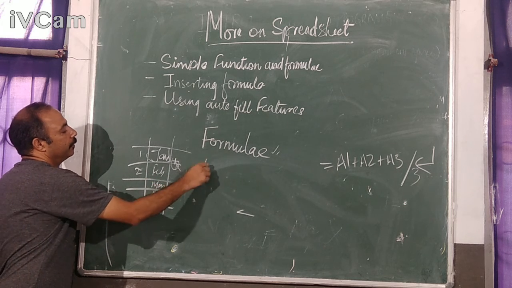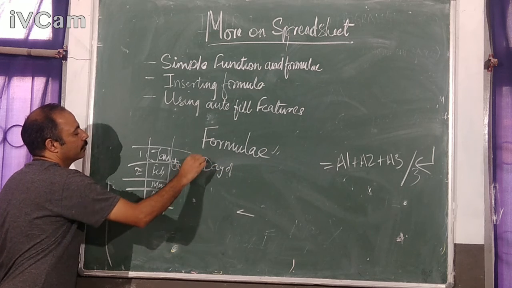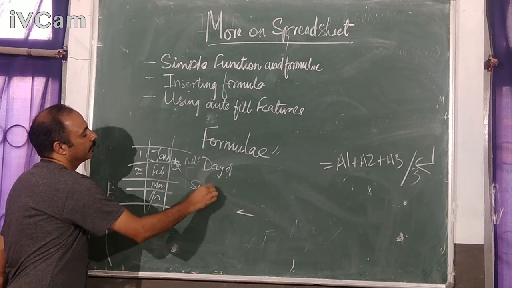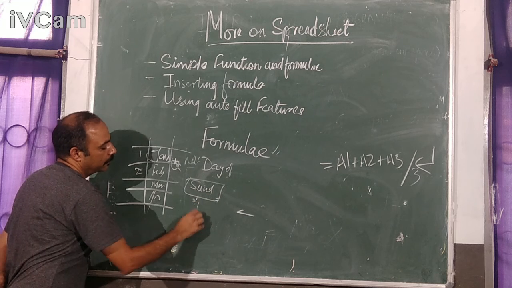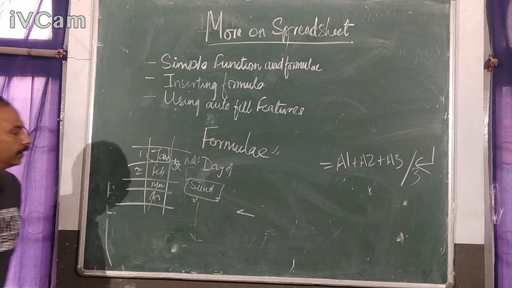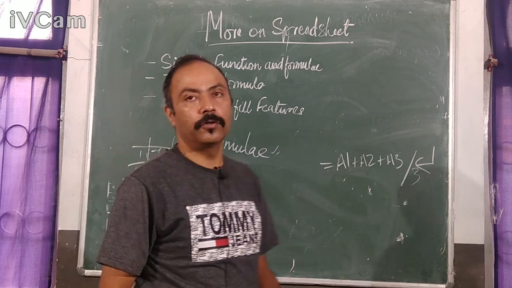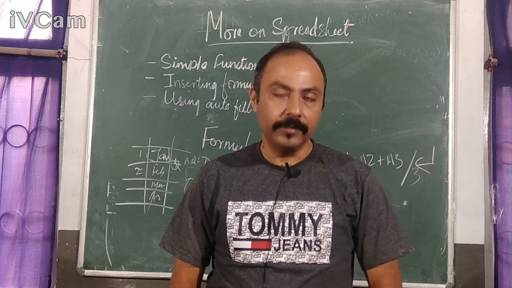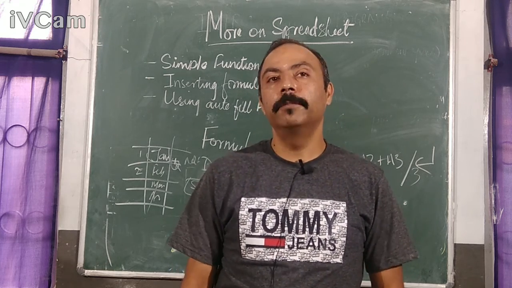Similarly, you can use the names of the days of the week also. If you write Sunday, then when you drag this fill handle with the thin plus sign, you get Monday, Tuesday, Wednesday, and so on. So this is the autofill feature of MS Excel, which is very useful for entering data quickly in the cell. So for today, we will stop here.